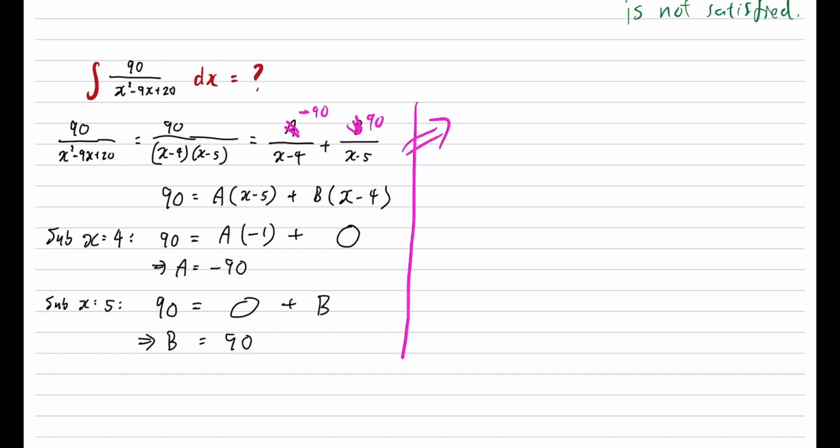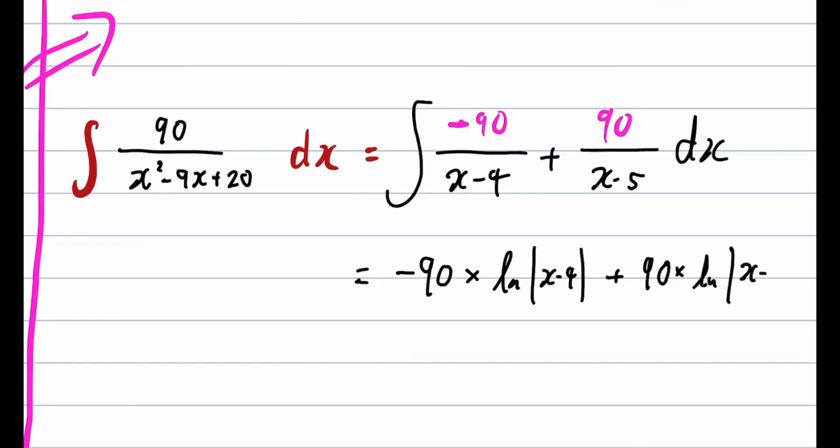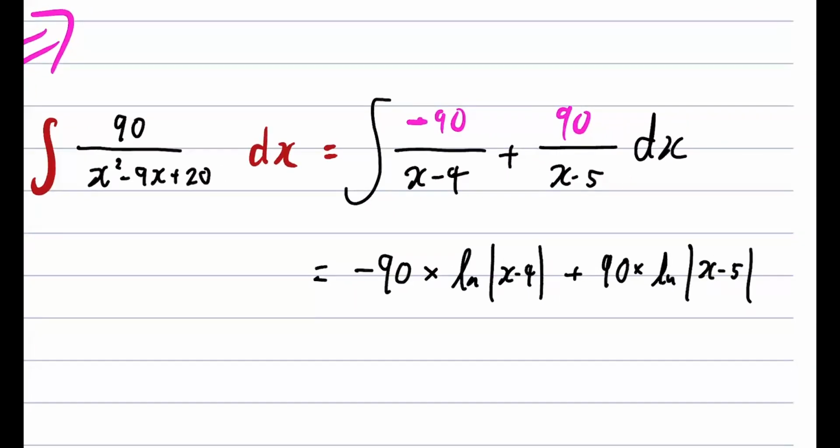This means that I can now immediately find my integral already. The integral of 90 over x squared minus 9x plus 20 will be equal to the integral of the partial fractions, correct? Because they are equivalent. Yeah. You split it into two fractions, then you try to integrate this term by term. So negative 90 can factor out. You get negative 90 ln of modulus x minus 4 plus 90 ln of modulus x minus 5. Much better, much simpler.